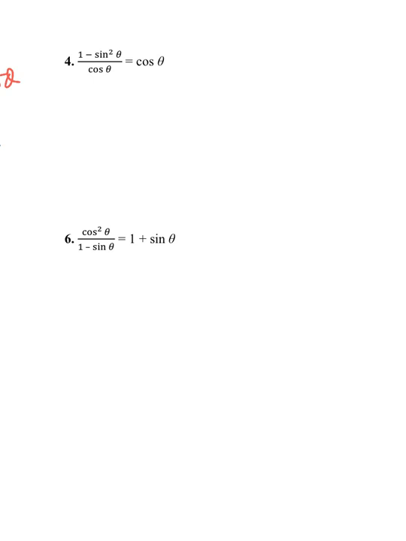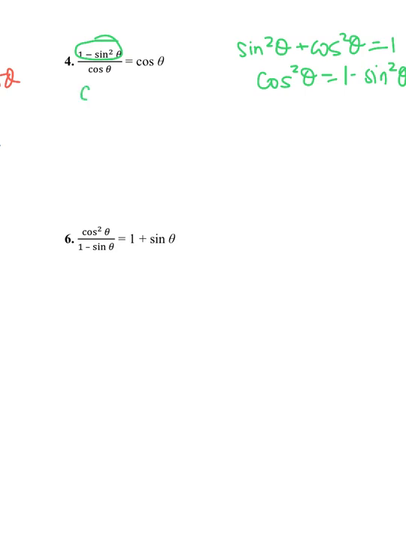All right, so number 4, I'm going to start with the more complicated side, which is the left-hand side again. In this case, I look at my numerator, and that is very similar to that Pythagorean identity that we learned in last lesson, which was that sine square theta plus cosine square theta is equal to 1, meaning if I subtract that sine square theta, I know cosine square theta is equal to 1 minus sine square theta. All right, so I'm going to go ahead and substitute cosine square theta for that numerator.